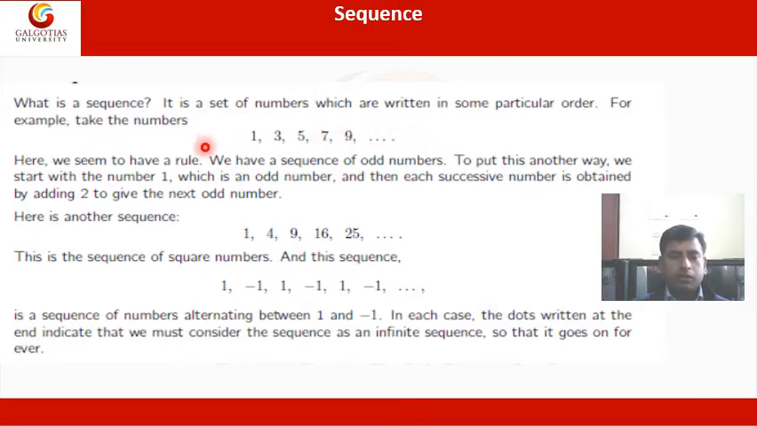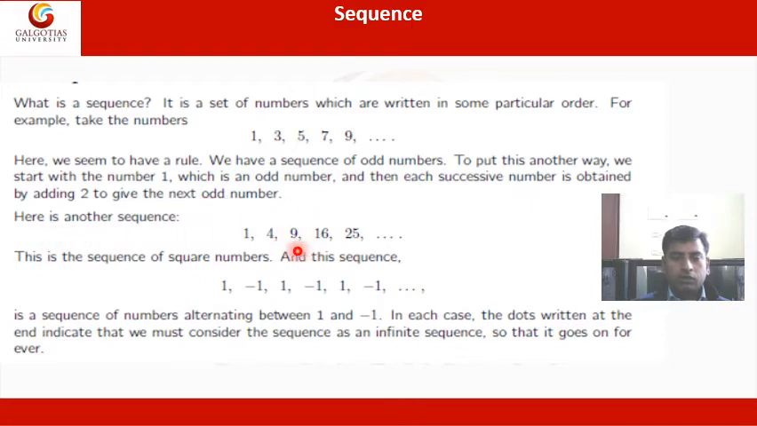For example, take the numbers 1, 3, 5, 7, 9 and so on. Here we seem to have a rule. We have a sequence of odd numbers. To put this another way, we start with the number 1, which is an odd number, and then each successive number is obtained by adding 2 to give the next odd number.